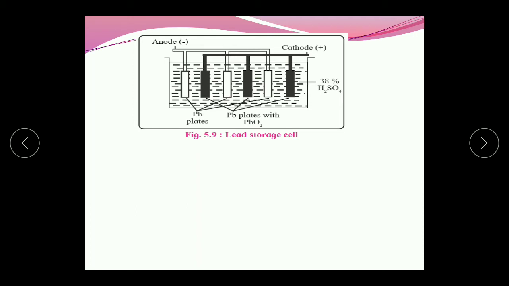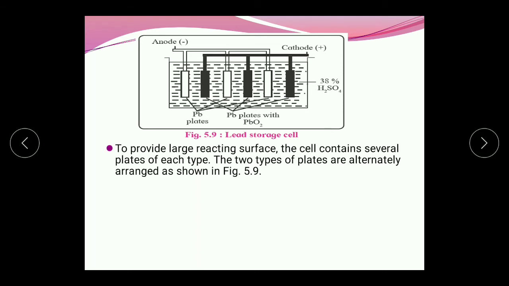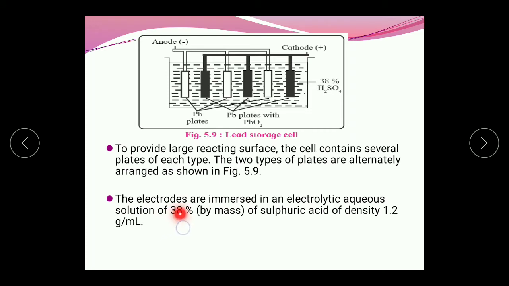Okay. Now, the electrolyte, the description will continue with, to provide large reacting surface, as I told you, the cell contains several plates of each type. We can use several plates. The two types of plates are alternately arranged. Only the arrangement should be alternate and they should be connected to a common point. The electrodes are immersed in an electrolytic aqueous solution of 38% by mass of sulfuric acid of density 1.2 gram per ml. So this is a construction.